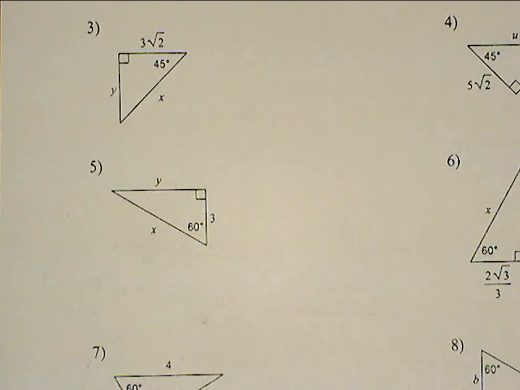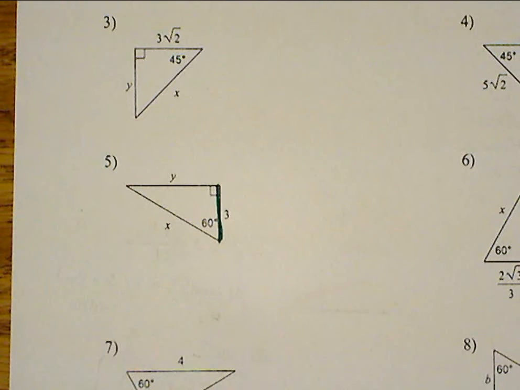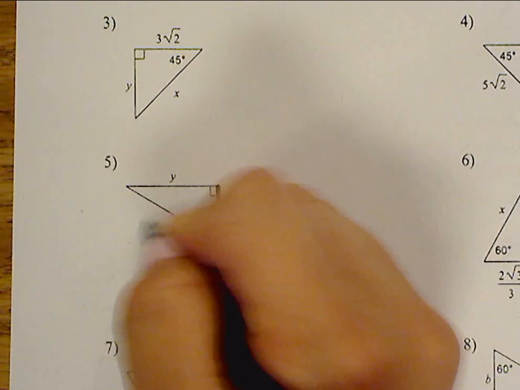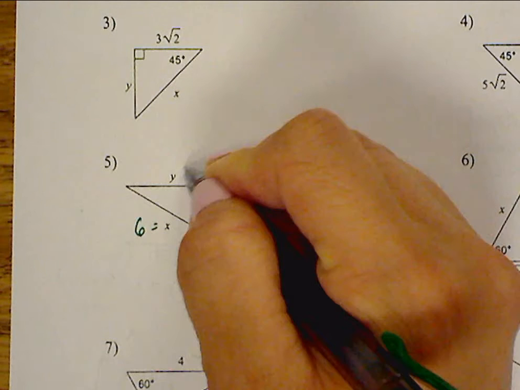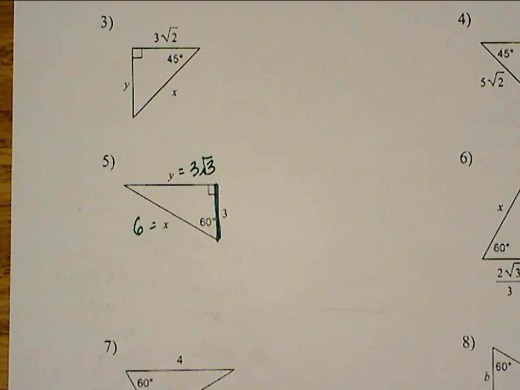Okay, look, this is my short leg, which is my home base. If my home base is 3, how much is my hypotenuse? Double. How much is my long leg? 3 rad 3. Okay? By the way, all of these problems build up.